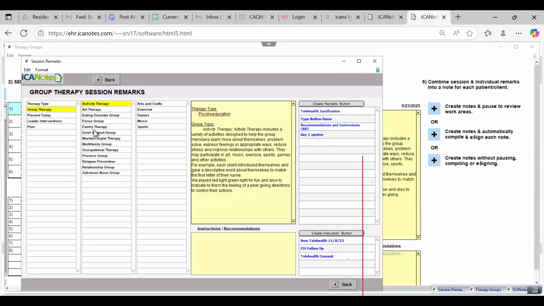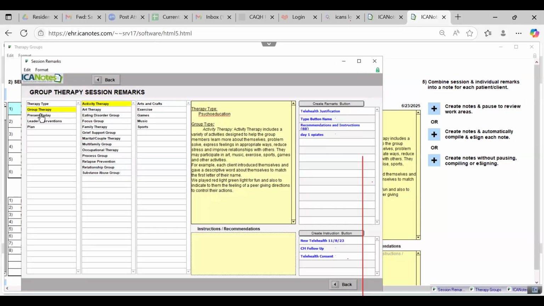Now, let me see if anything will be different. No, all the things that we'll do will come from activity therapy. Even if you're doing some art therapy under activity therapy, you can indicate what art you did specifically, but we're always going to come from activity therapy.